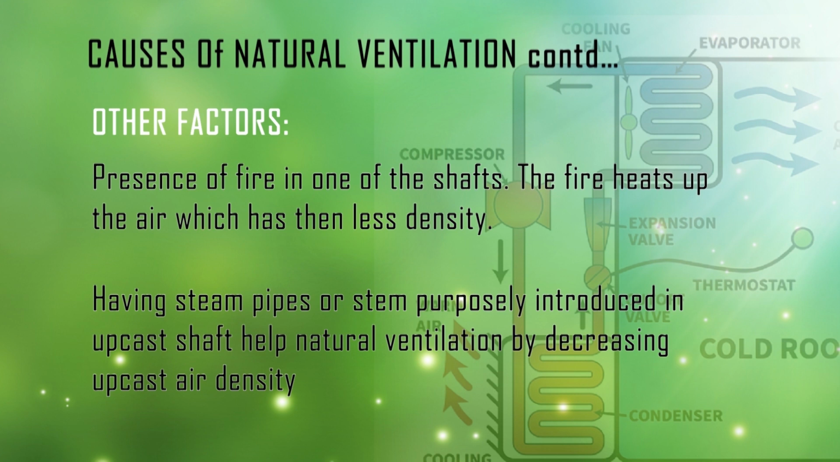Having steam pipes, or steam purposely introduced in the upcast shaft, helps natural ventilation because of decreasing upcast air density. It is clearly seen that if the difference in density between the two shafts is considerable, then natural ventilation occurs, which adds to the mechanical ventilation, because the pressure is very high, and due to high pressure there is a flow of air through the mines, which is maintained continuously.